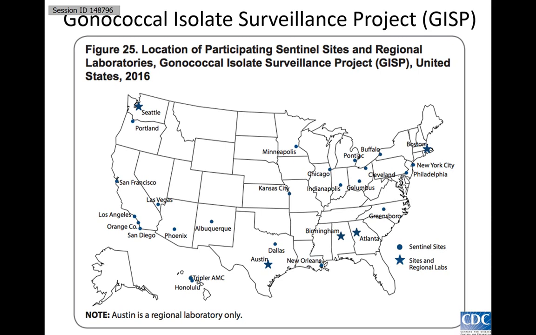What they do is these labs collect samples and send them to the CDC after they get their susceptibility rate. So they test the isolates against different types of antimicrobials. And the CDC collects that and releases it every year in order to provide data to public health and guide providers in choosing the right antibiotics. And the CDC provides recommendations based off of the results from this project.